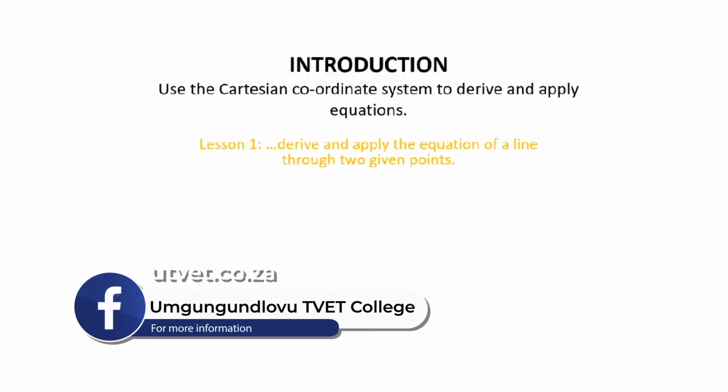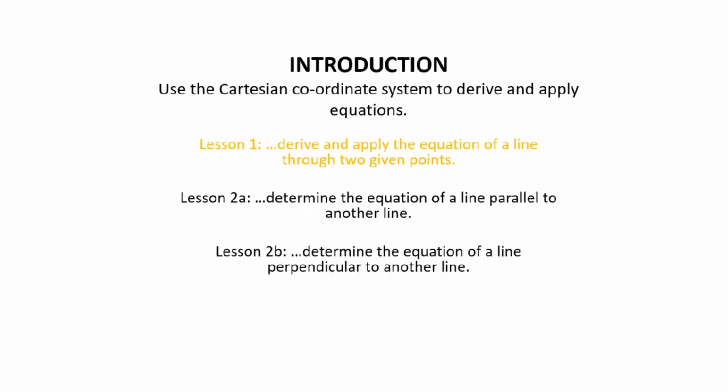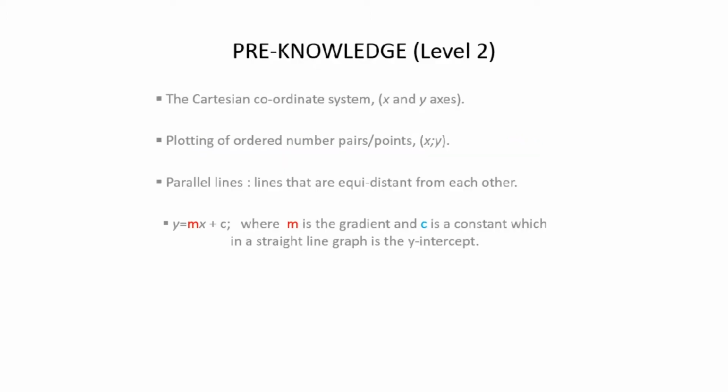You will remember that in our first lesson, we derived and applied the equation of a line through two given points. In this lesson, we are going to determine the equation of a line parallel to another line, and then we'll also determine the equation of a line perpendicular to another line. And then in our third lesson, we will derive and use the angle of inclination of a line and look at typical examination questions.